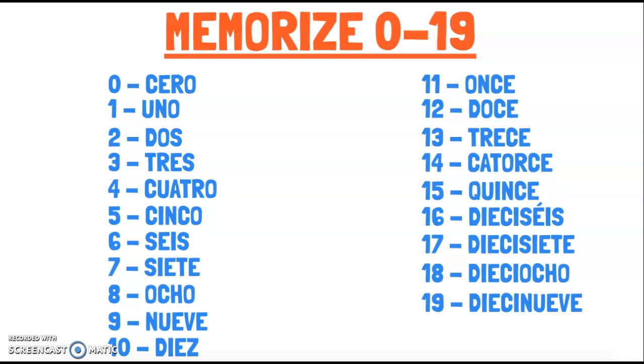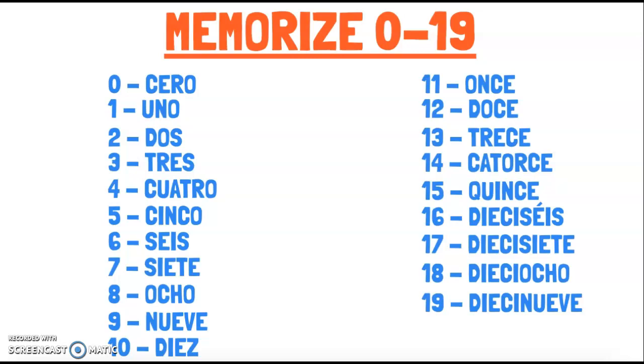Okay, so looking at numbers 16 through 19, you'll notice it says dieciséis. So it is literally saying 10 and 6, diez y seis. If you look at 17, it's saying diecisiete. You can see the 10 and the 7. Same thing with 18 and 19.